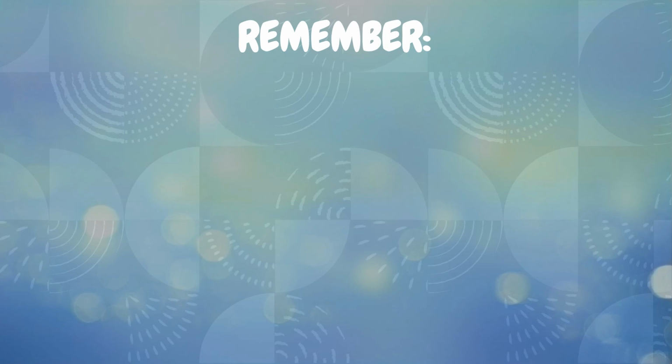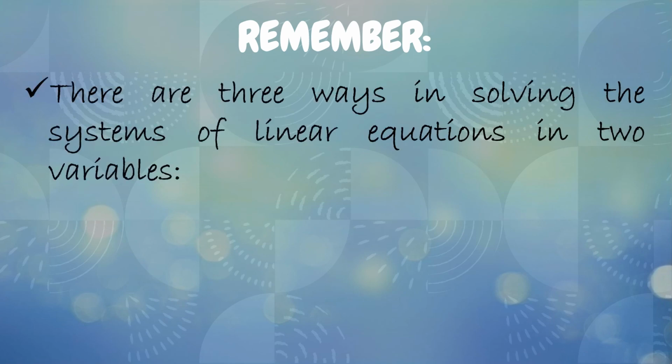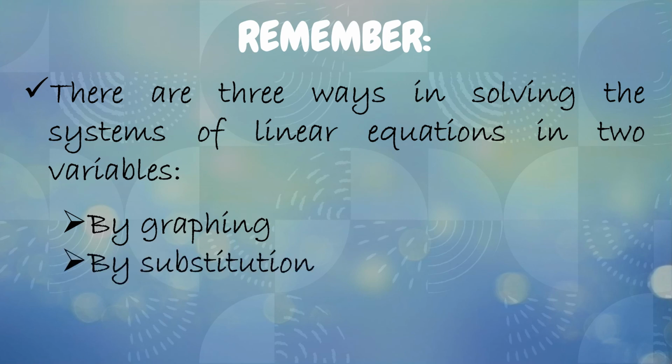Let us now summarize what we have learned in our lesson today. There are three ways in solving the systems of linear equations in two variables. First is by graphing or completing the table of values for the two equations. Second is by substitution. Again, ang una niyong gagawin sa substitution is i-transform ang alinman sa equation into slope-intercept form and then tsaka nyo isa-substitute. And the last is by elimination. Eliminate it's either x or y para mahanap natin ang dalawang values ng variables.